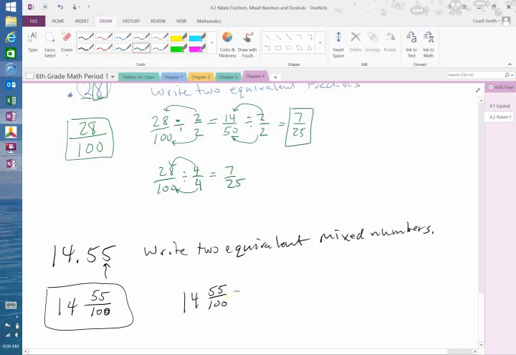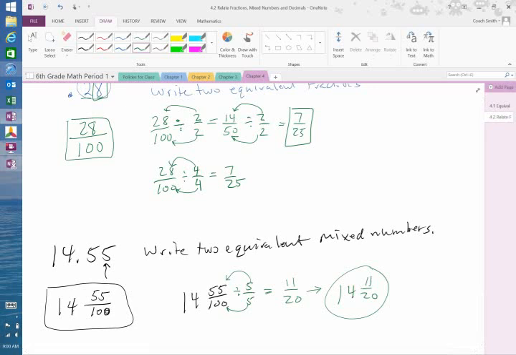Okay, so I divide by 5 into both numbers. Okay, 5 into 55, 5 into 100. Okay, well 5 goes into 55 how many times? 11 times. 5 into 100? 20 times. Now, I've got to take and put 14 and 11 over 20. Okay, so there's your two equivalent fractions, okay, that mean the same number.